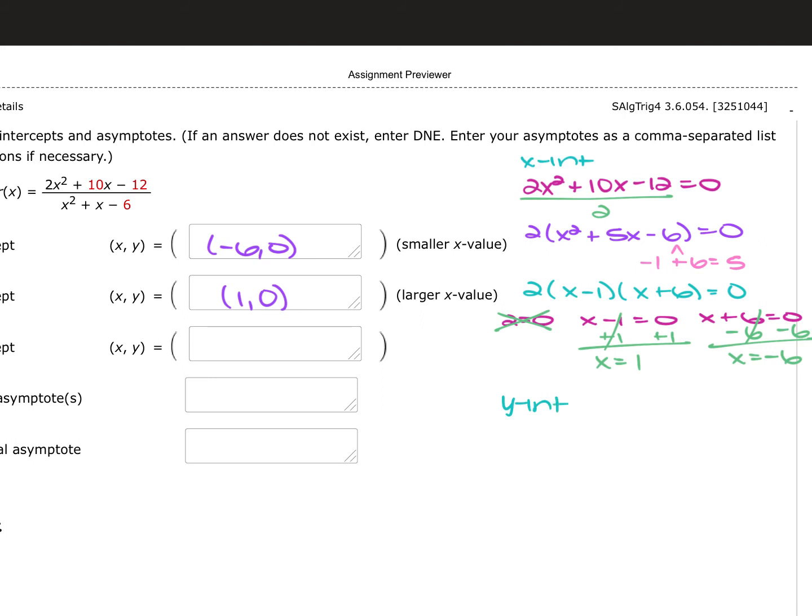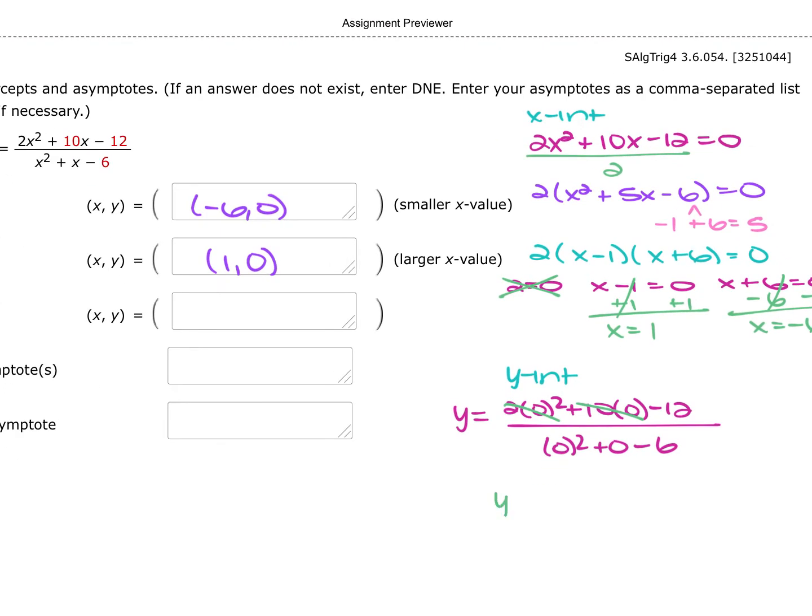To find your y-intercept, you're going to plug in 0 anywhere you have an x and solve. So you're going to have y is equal to 2 times 0 squared plus 10 times 0 minus 12 all over 0 squared plus 0 minus 6. The 2 times 0 squared and the 10 times 0 are both 0. So up top, you just have that negative 12. On the bottom, the 0 squared and the plus 0 are both 0. So you just have the negative 6. Negative 12 divided by negative 6 is 2. So that's the ordered pair, 0, 2.